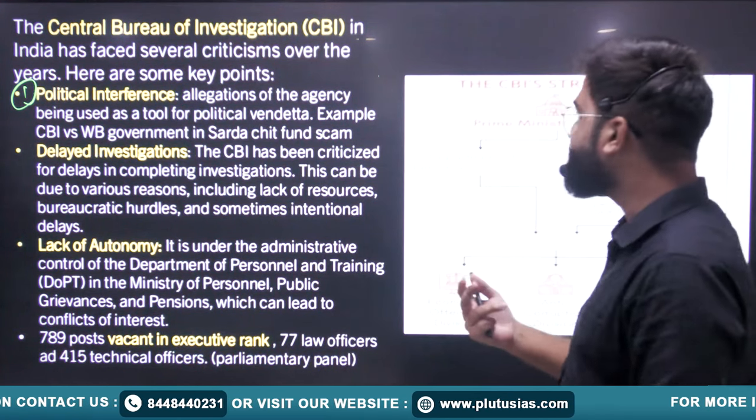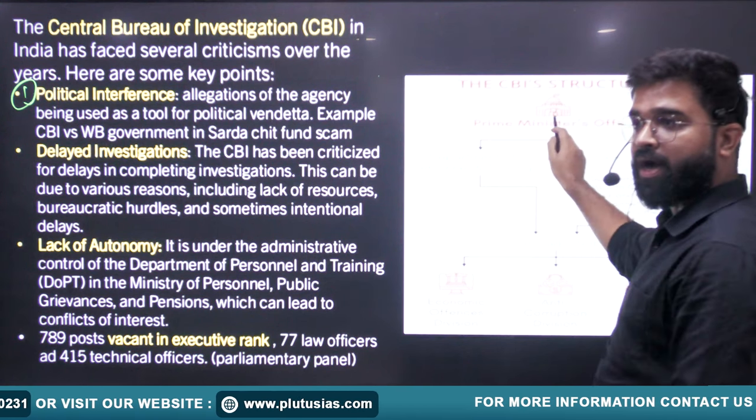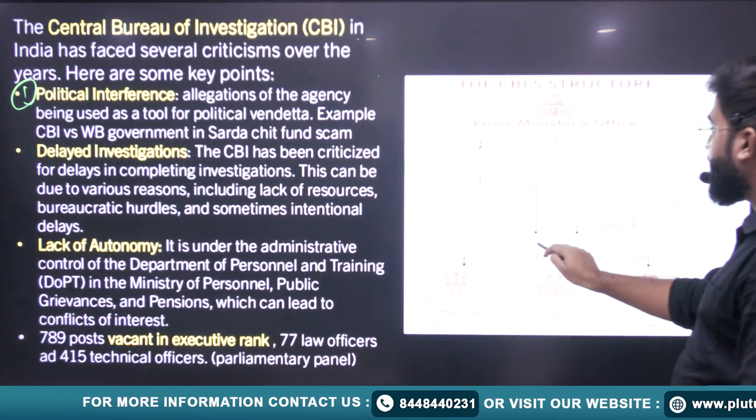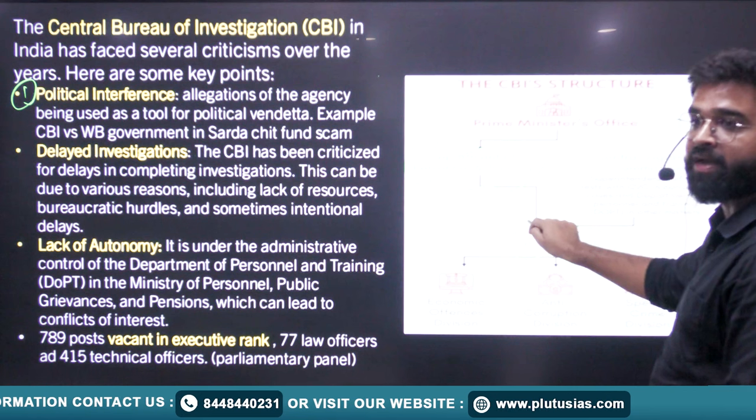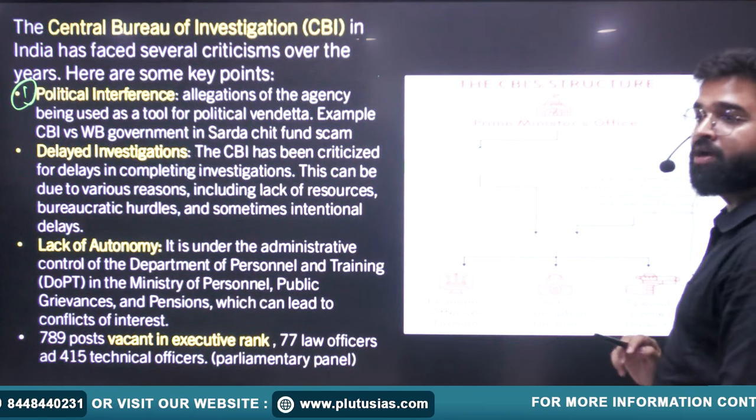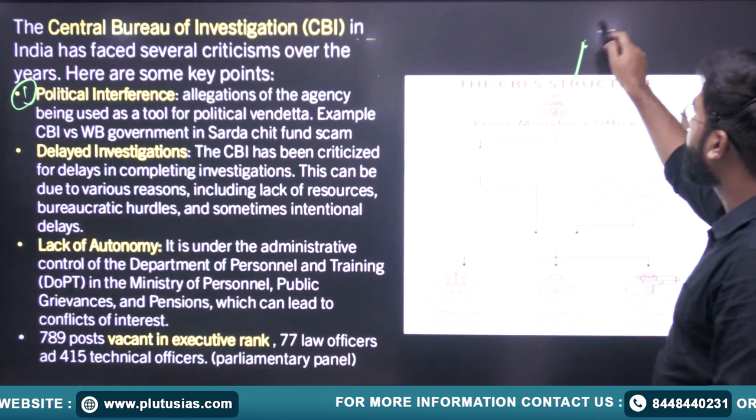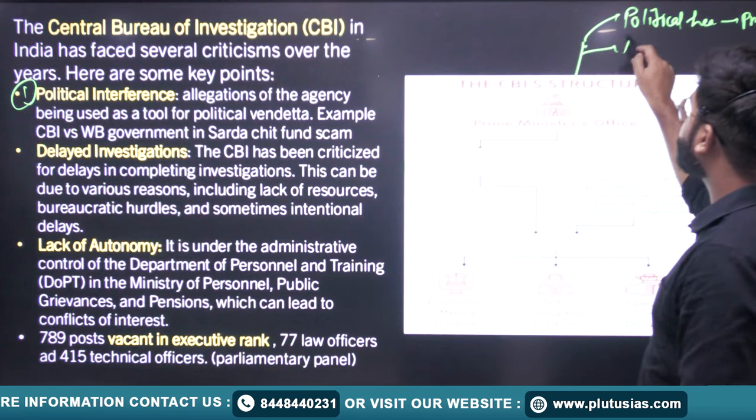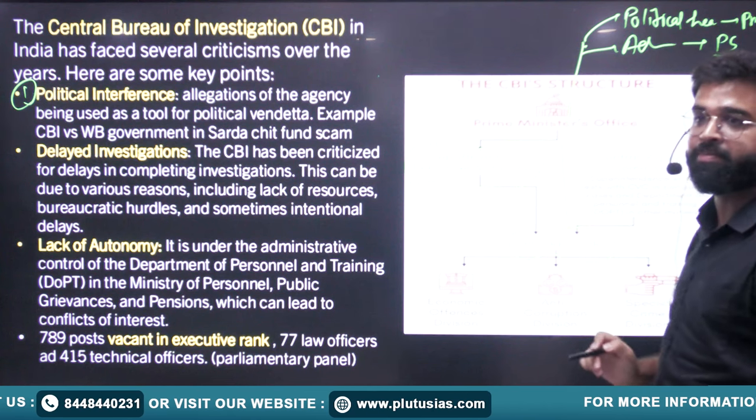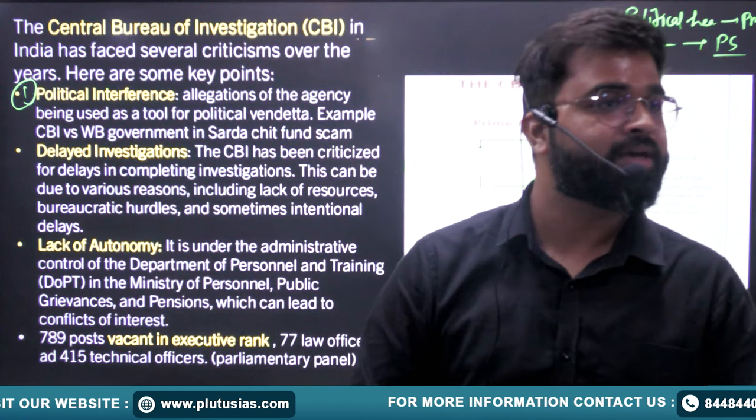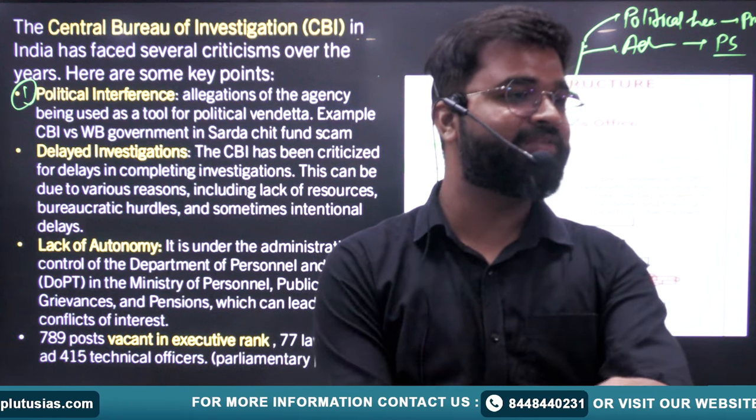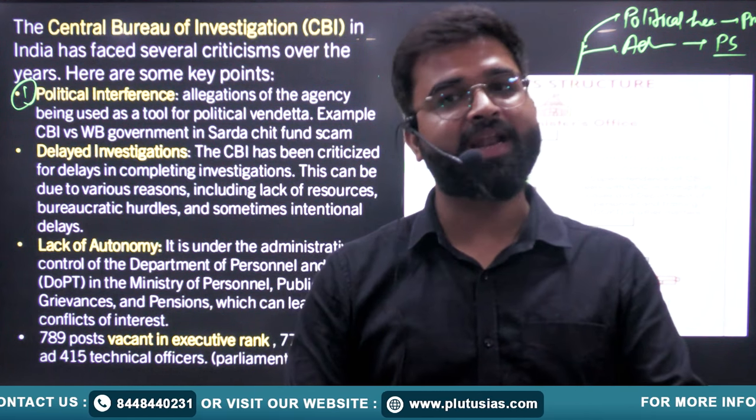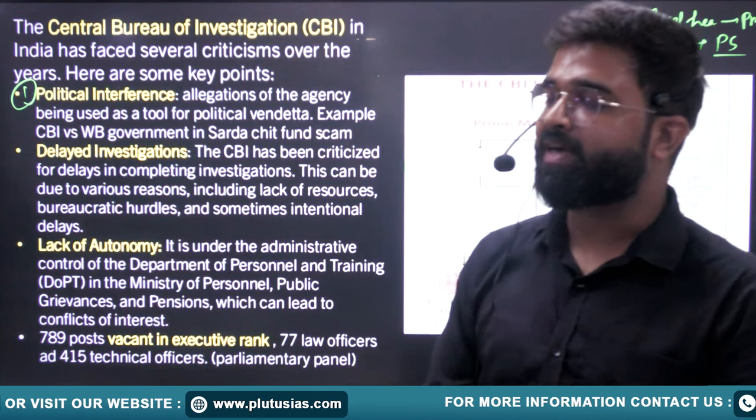Why? Because of its organizational structure. Under the Prime Minister's office, the Department of Personnel and Training is there, and CBI is working under the Department of Personnel and Training, which means CBI is working directly under the Prime Minister's office. And who controls the Prime Minister's office? Who is the political head of the Prime Minister's office? Prime Minister. And who is the administrative head? Principal Secretary. So basically, Prime Minister and Principal Secretary are controlling the functioning of CBI via the Department of Personnel and Training. Is it okay? So because of its organizational structure, chances of political interference are there.